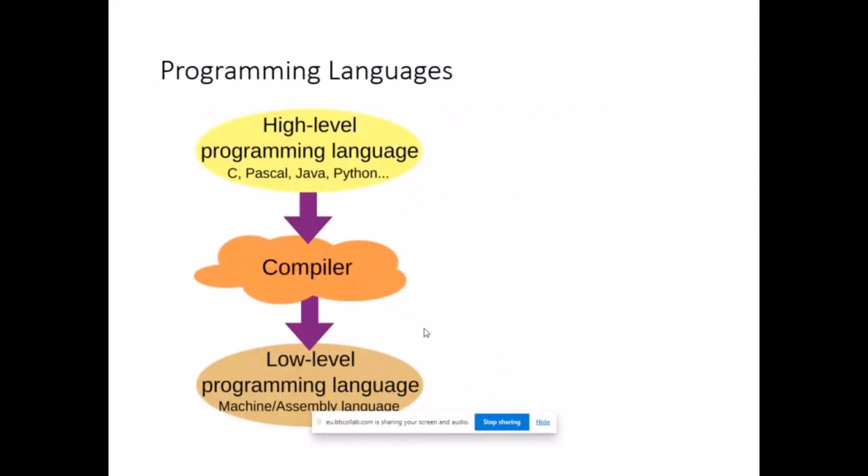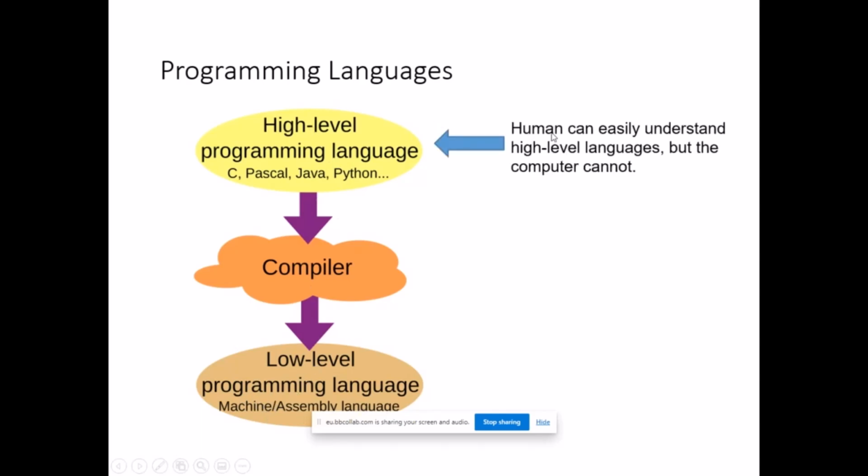But there is a problem. Here at the top level, we have high-level languages, examples: Java, the one that you will study, C, Pascal, Python, some scripting languages, and other programming languages like C Sharp, Visual Basic, etc. And low-level languages come here at the bottom of the picture.